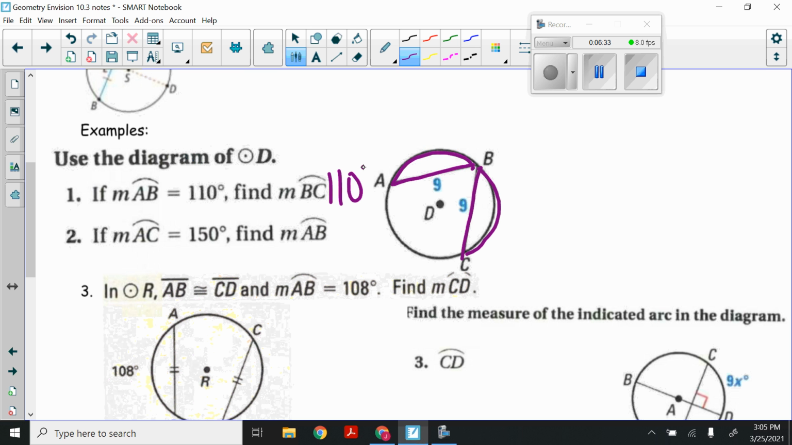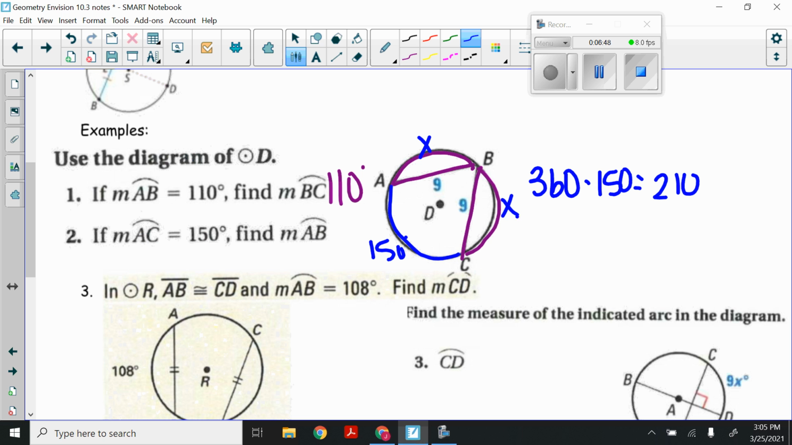Now number two, the measure of AC is 150. Find the measure of AB. Well, I know that those are both the same. So if I do 360 minus 150, I get 210. But since these have to be the same, cut that in half, and I get 105.